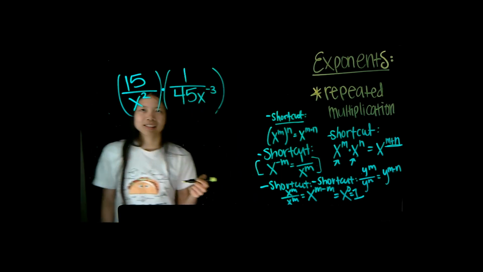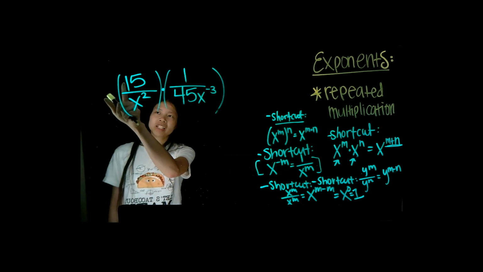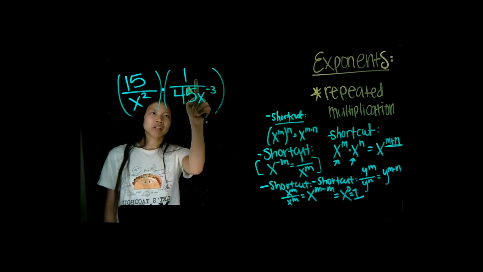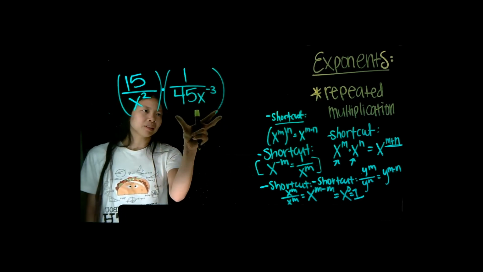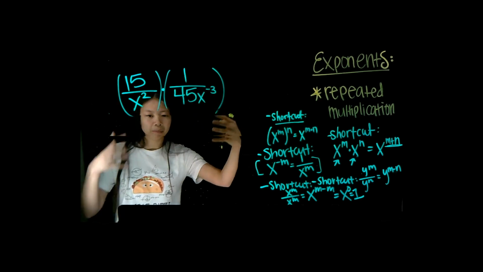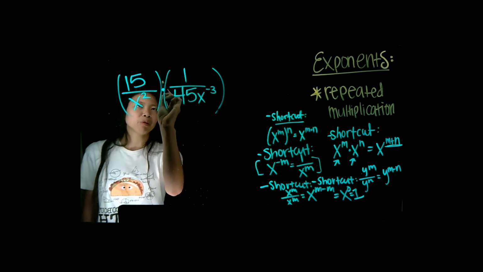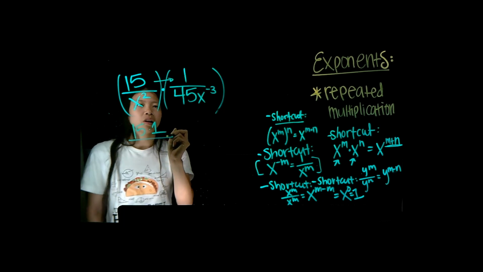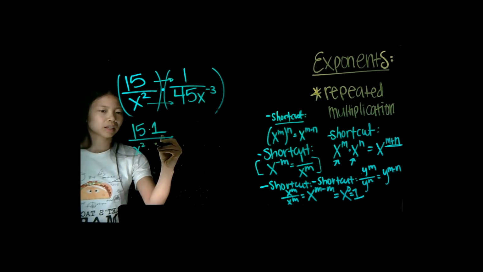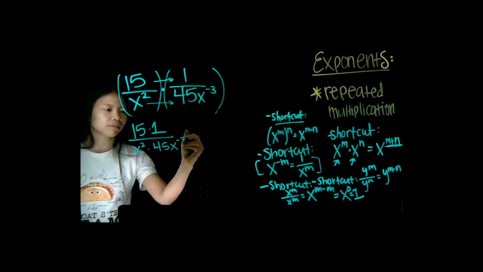All right, let's check out this example here where we have 15 over x squared times 1 over 45 times x to the negative third. Because we have parentheses here, they're just being multiplied, I can combine all my fractions together. Remember, when we multiply fractions, we multiply our numerators. So we can write this as 15 times 1 over our denominators, we got x squared times 45 x to the negative 3.